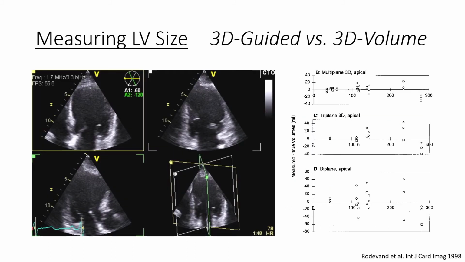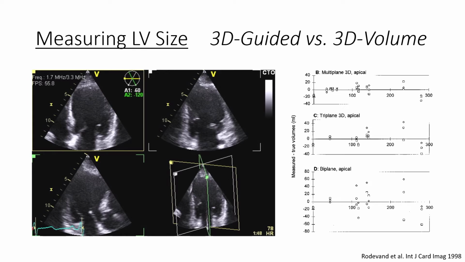But 3D can be 3D guided, or it could be 3D volumetric. And the volumetric relies on a volume of data or pyramid of data acquired through several cardiac cycles and stitched together. Whereas the 3D guided method relies on a series of two-dimensional images acquired during the same cardiac cycle with the probe positioned in one location.